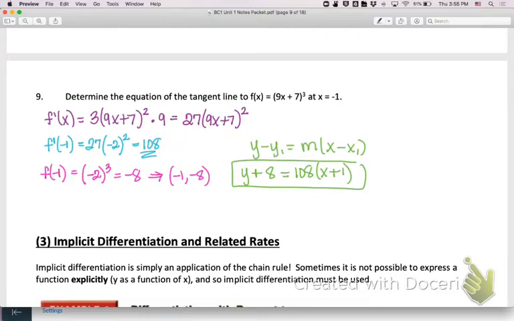So now we have reviewed our chain rule, and you're going to get to do a little bit of practice with derivatives over the next couple days.